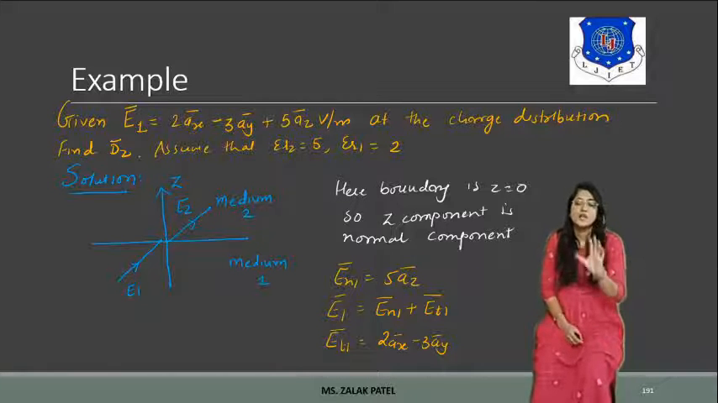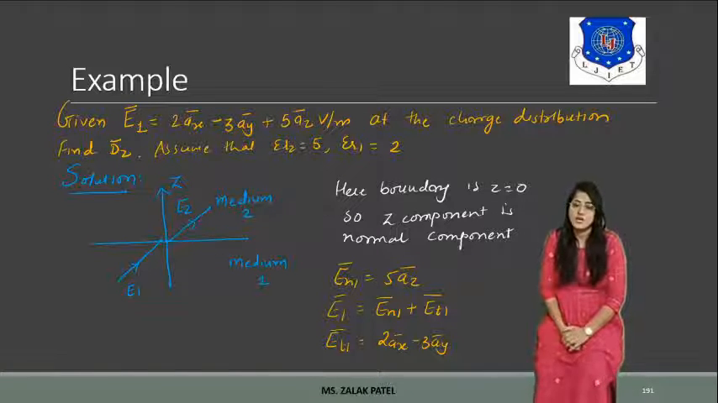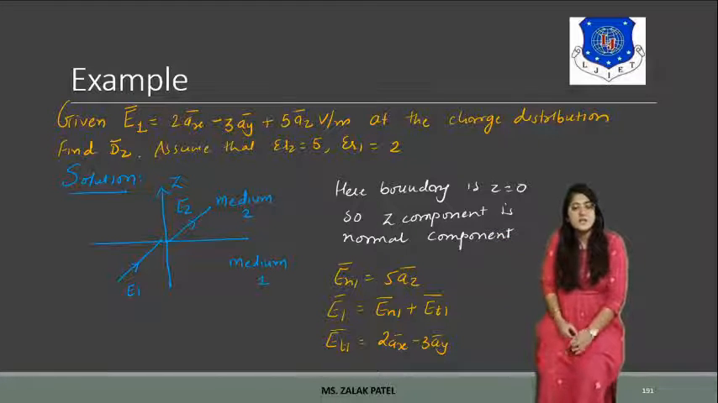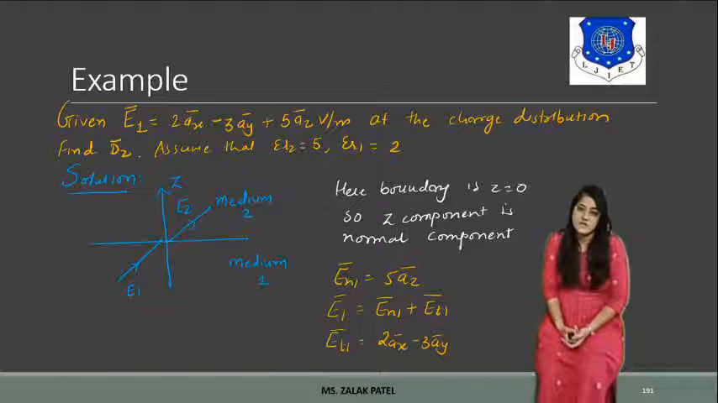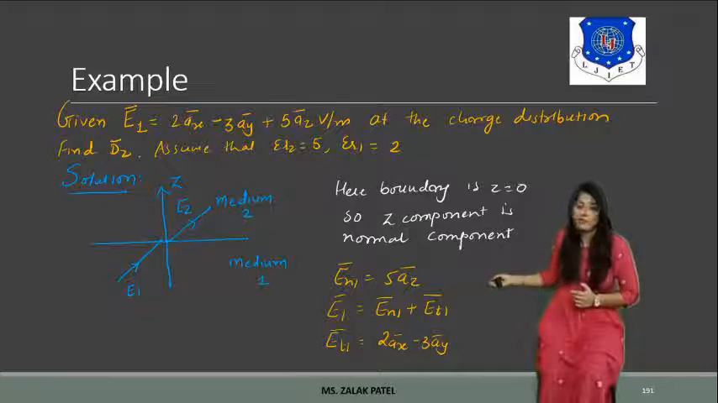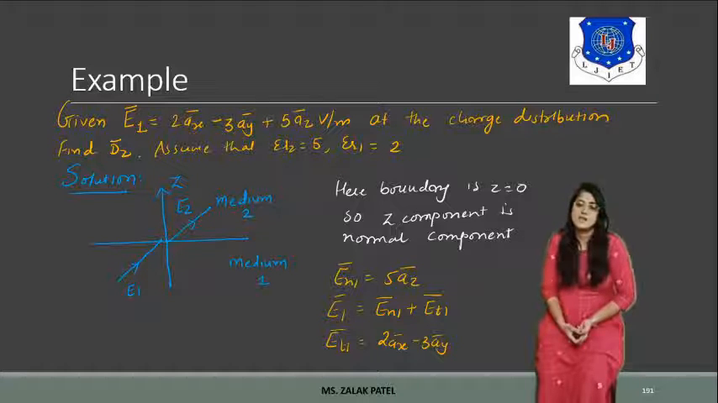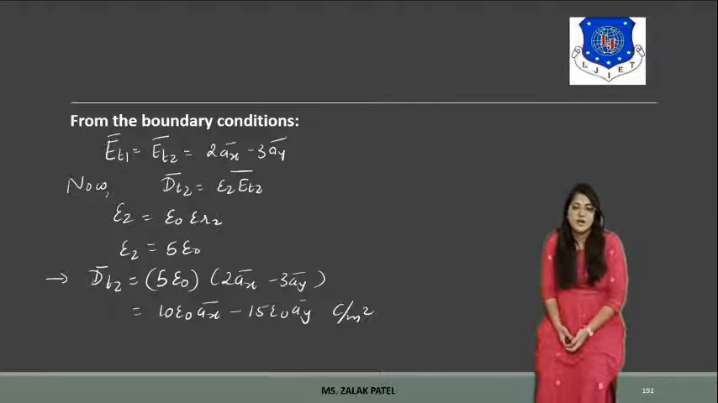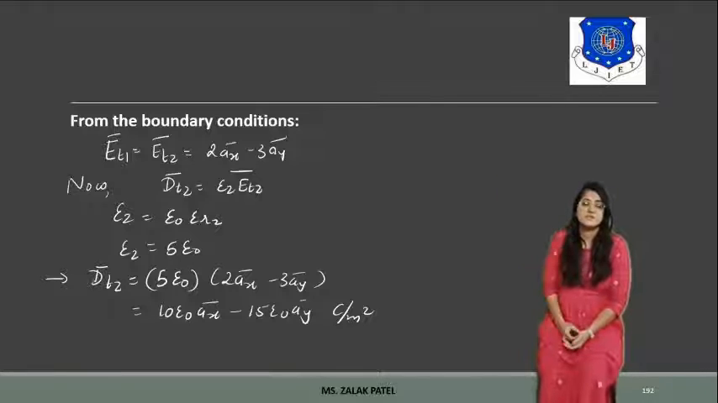Total E1 is the addition of the normal component and the tangential component. The normal component is 5az, and the tangential component is 2ax minus 3ay, because you have to subtract E1 minus En1. From the boundary condition, Et1 is equal to Et2, meaning the two tangential components are equal according to the electric field boundary condition. That means 2ax minus 3ay is equal to Et1, equal to Et2.